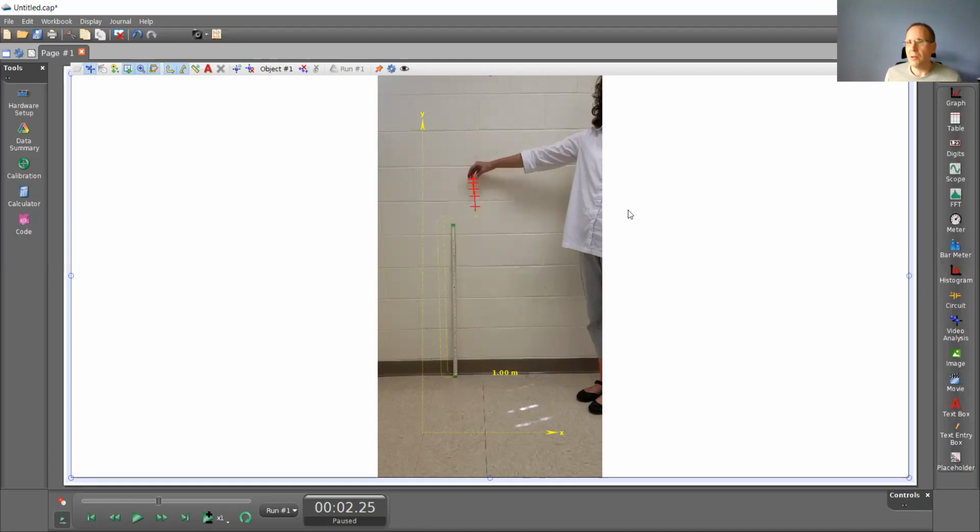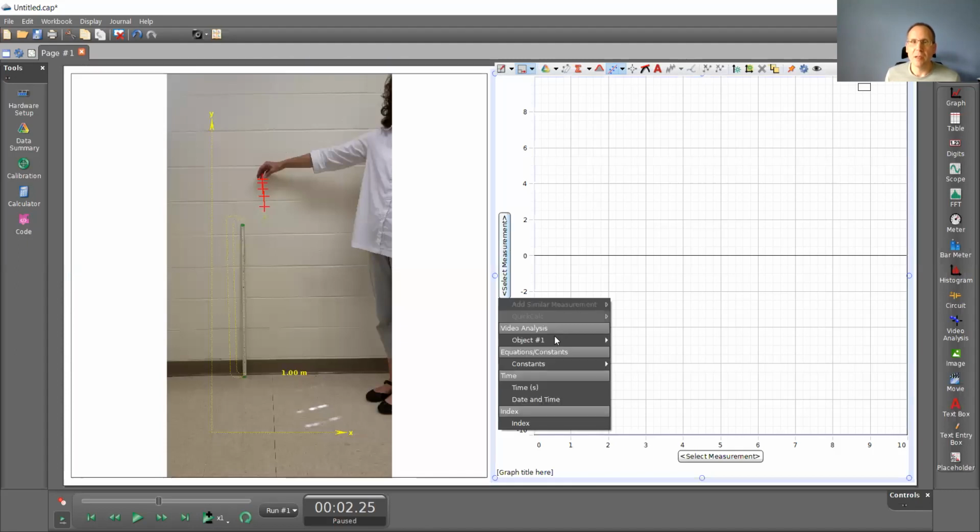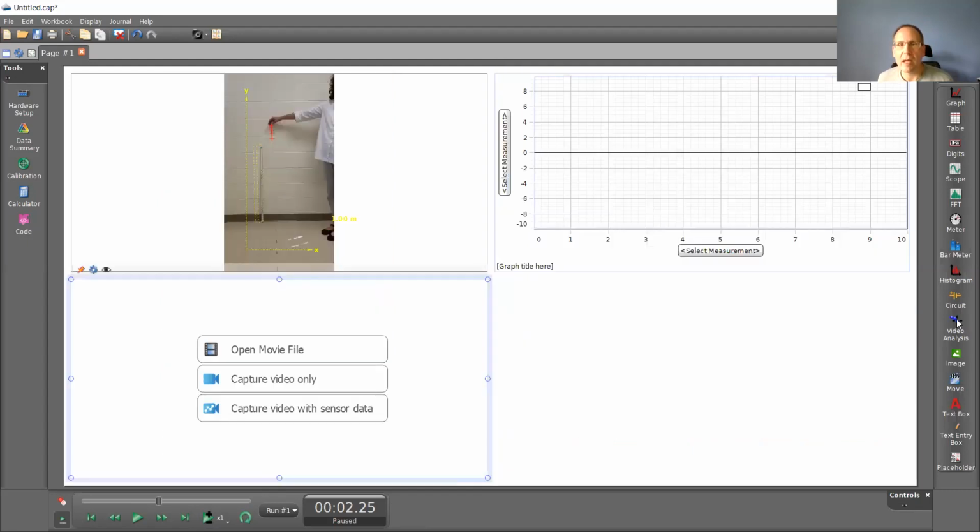Then when you're ready, you just click on graph. Remember, you're going to choose the Y position. Then you'll do another graph for the velocity, and one for acceleration. The fits will be the same. It's going to be a quadratic fit for the position versus time, a linear fit for the velocity versus time, and then you want to use a sigma, the average fit, for the acceleration versus time. Then when you're ready to do the jump, go back to video analysis.